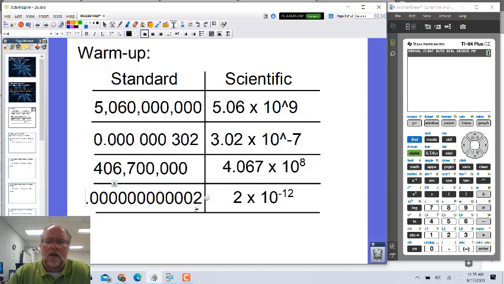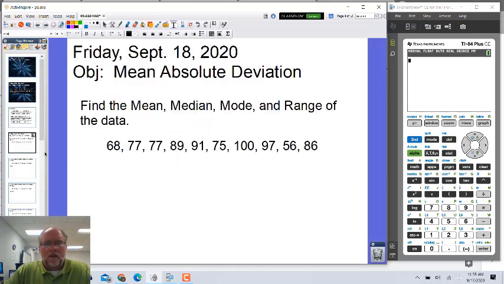Okay, now let's talk about our mean absolute deviation. So here we go. Now in order for us to find mean absolute deviation, we have to understand a couple things. It is a statistical measure, so we need to understand mean, median, mode, and range. Now that's something old that you have talked about. It's back in 5th and 6th grade. You did this kind of stuff. So let's go through this.